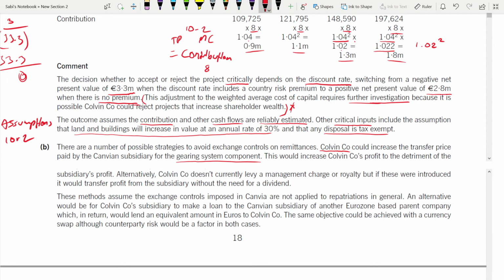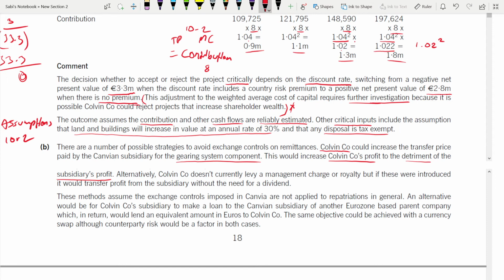So this would increase Colvin's profit to the detriment of the subsidiary's profit. Whose profit will it increase? Colvin's profit, but to the detriment of the subsidiary's profit. The subsidiary's profit will suffer, Colvin's profit will go up, he'll be happy. The parent will be happy, the subsidiary is suffering. Why? Who is increasing the transfer price? Colvin could increase the transfer price paid by Kevin, the subsidiary.